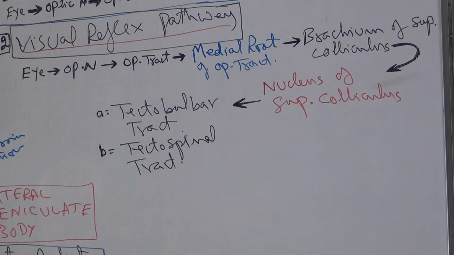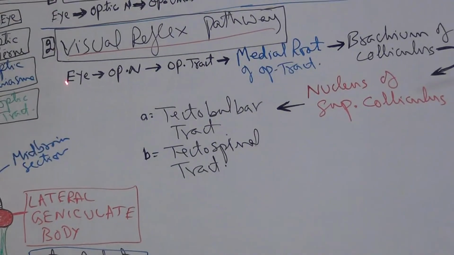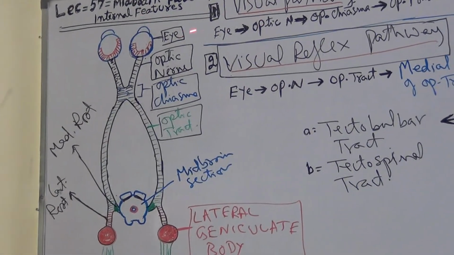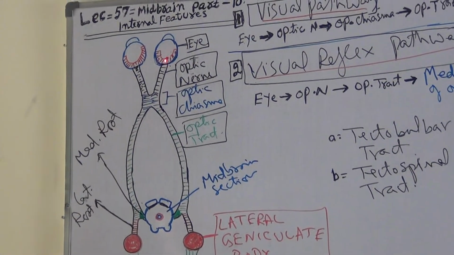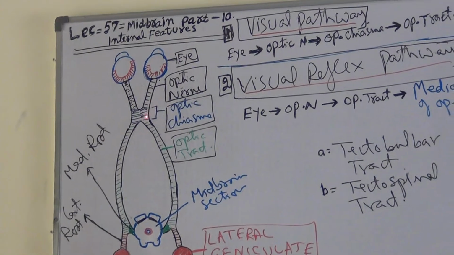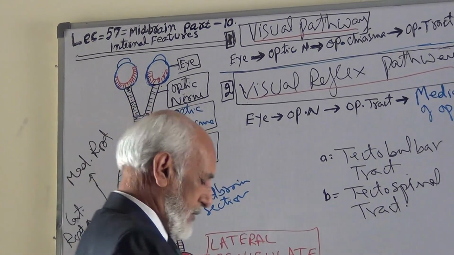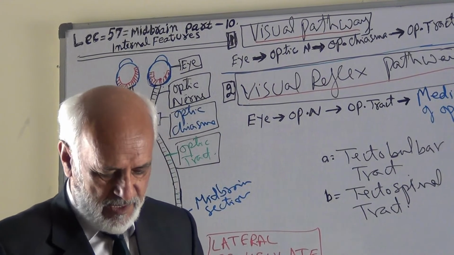Now, what is the visual reflex pathway? Initially is the visual, greater part of the visual pathway, that is eyeball, optic nerve, optic chiasma, optic tract. Here is the optic chiasma.